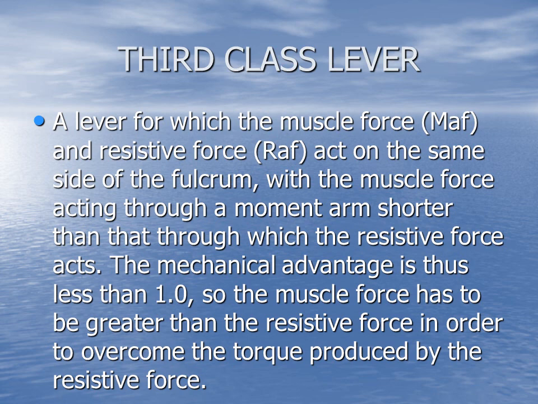Now, because the muscle force acts through a moment arm that is shorter than the moment arm of the resistive force, this creates a mechanical advantage which is less than 1. So the muscle force has to be greater than the resistive force in order to overcome the torque, or the rotational force, which is produced by the resistive force. And in the body, a classic example which we will be testing is the bicep muscle. And in fact, all the muscles of the upper extremity that we test and that we're going to talk about here shortly will be third class levers.